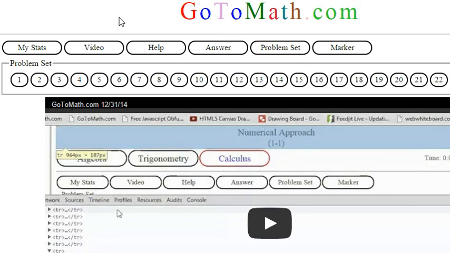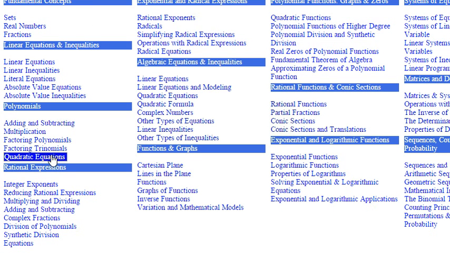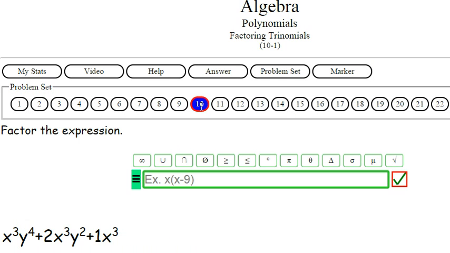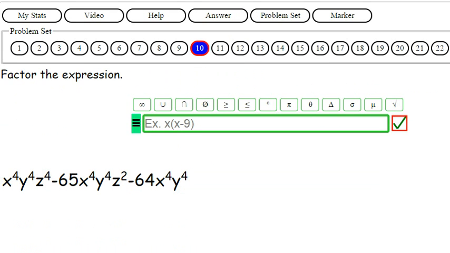Okay, we're over here, go to math.com, click on algebra, let's go down to factoring trinomials. I think we got one more problem left in this section for now. I'm always glad. What the heck is all that? That looks like a headache.